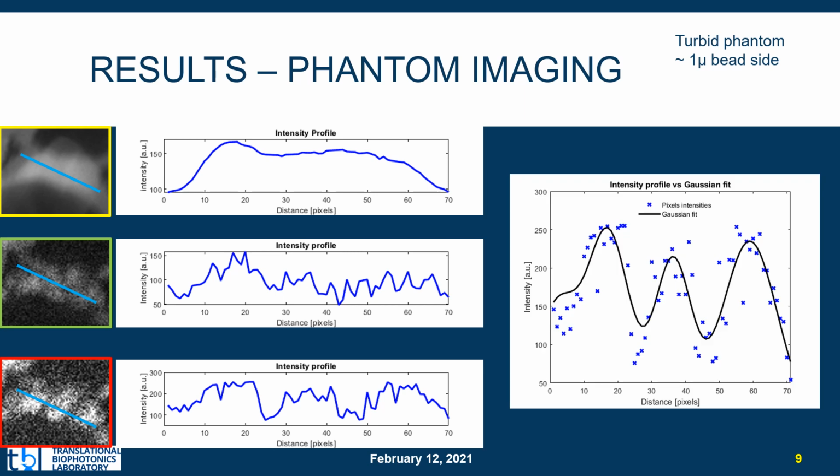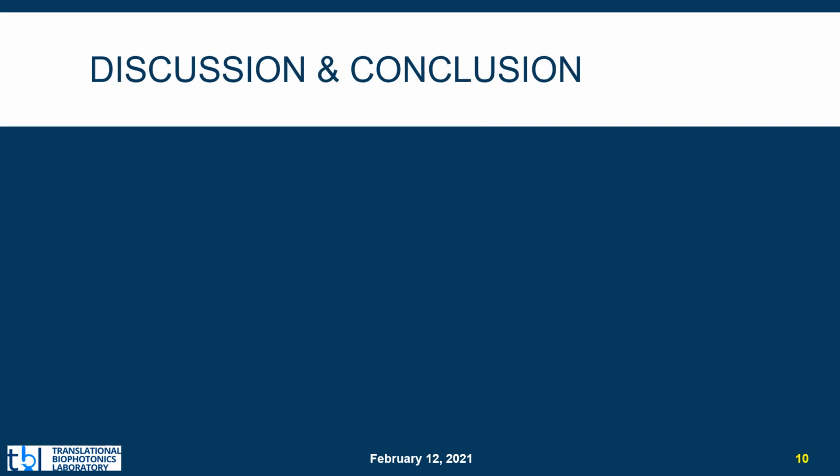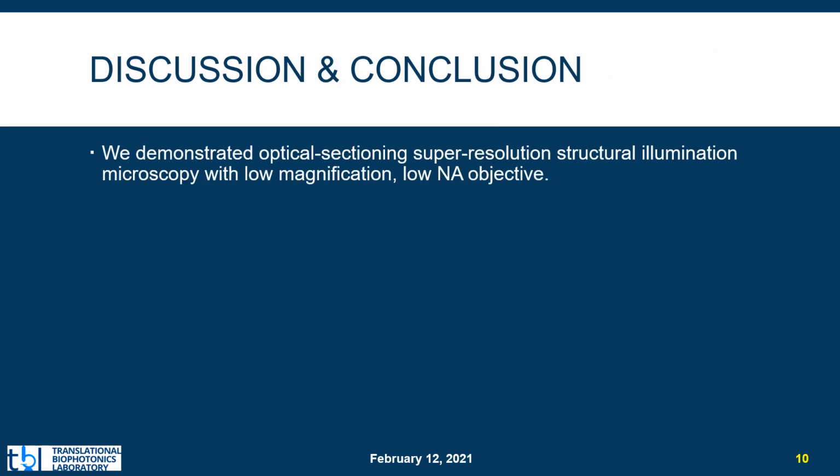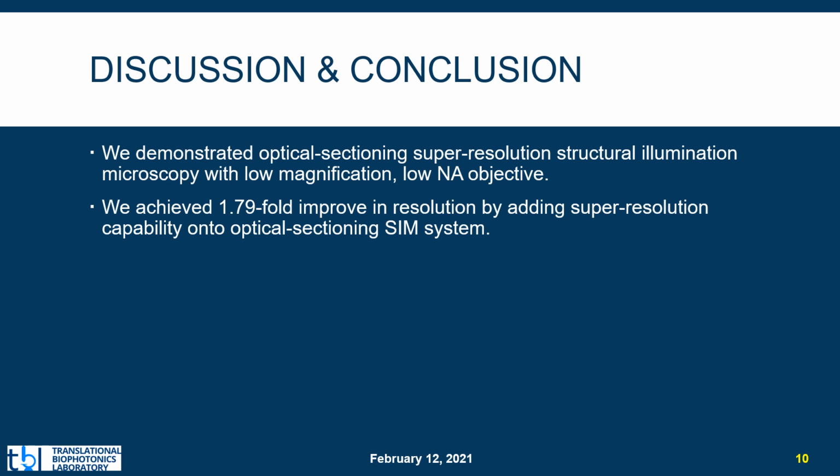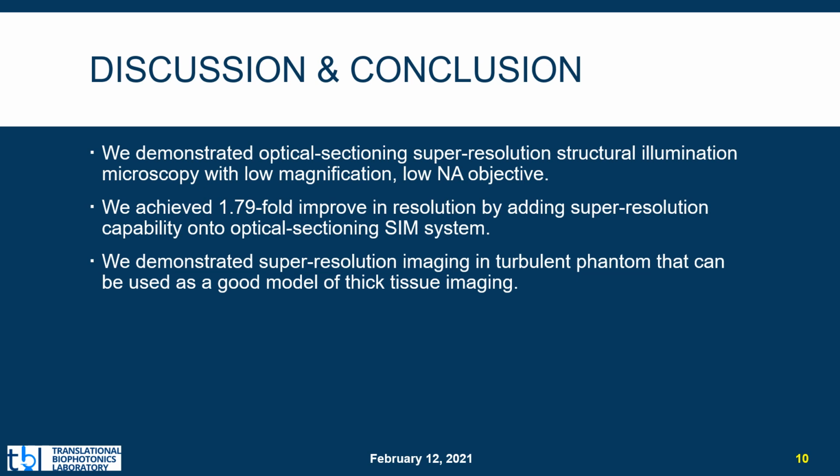We use this intensity profile and fit it with a Gaussian distribution that showed us 3 clear peaks that represent 3 beads, with the full width half maximum of each peak near the bead diameter. In conclusion, we demonstrated optical sectioning super resolution structured illumination microscopy with a low magnification, low NA objective. We achieved a 1.79-fold improvement in resolution by adding super resolution capability onto the optical sectioning SIM system. We demonstrated super resolution imaging in a turbid phantom that can be used as a good model of thick tissue imaging.